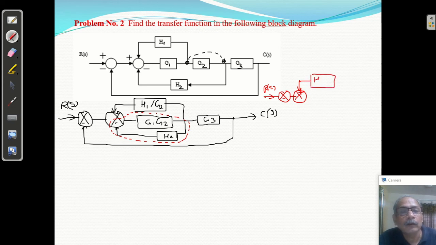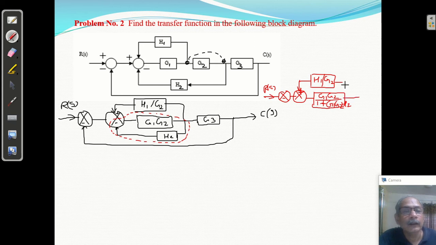H1 by G2. Okay, so this is as it is, and this is the closed loop transfer function I am getting from here. What is the transfer function GS? That is G1 G2 upon 1 plus G1 G2 H2. Okay, I got it.